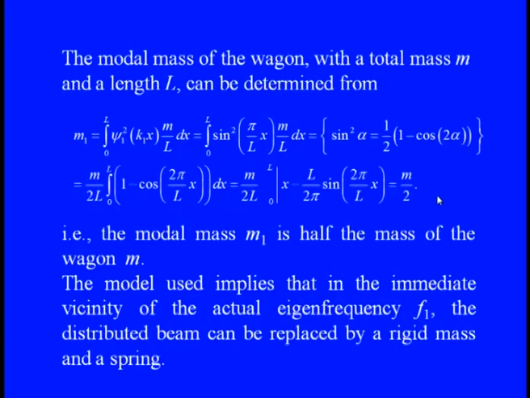So when we are trying to find out what exactly the modal mass is under the bending vibration, we can simply make the configuration when it is uniformly distributed all across the length, and it is half of the total mass. So modal used here implies that in the immediate vicinity of the actual frequency f, which is the lowest frequency, the distributed beam can be replaced by a rigid mass and the spring itself. So we can find that there is a clear analogy, or clear representation, of the entire beam and the spring features.